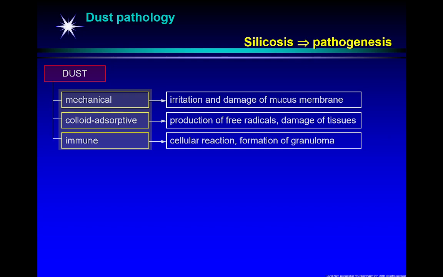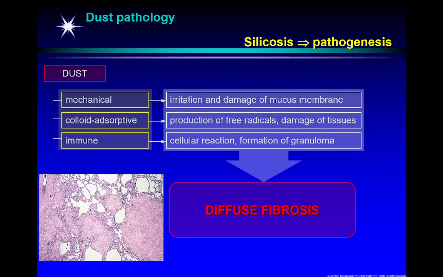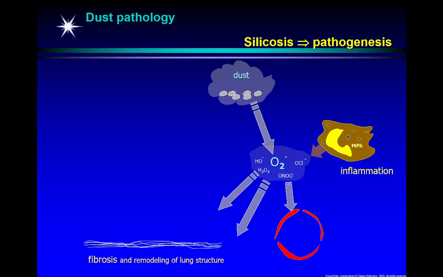And according to immune components of influence, due to cellular reaction, immune competent reaction on the dust particles and even parts of damaged cells, leads to formation of granuloma, and finally we have development of diffuse fibrosis, granulomatous fibrosis reactions with appropriate different components of the pathogens, like fibrosis and remodeling of lung structure, like extrapulmonary effects and affections of, for example, joints and connective tissue all over the organism, etc.